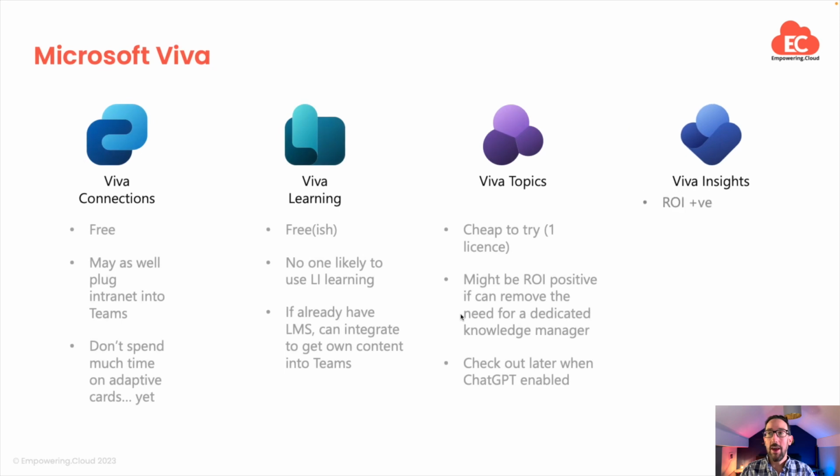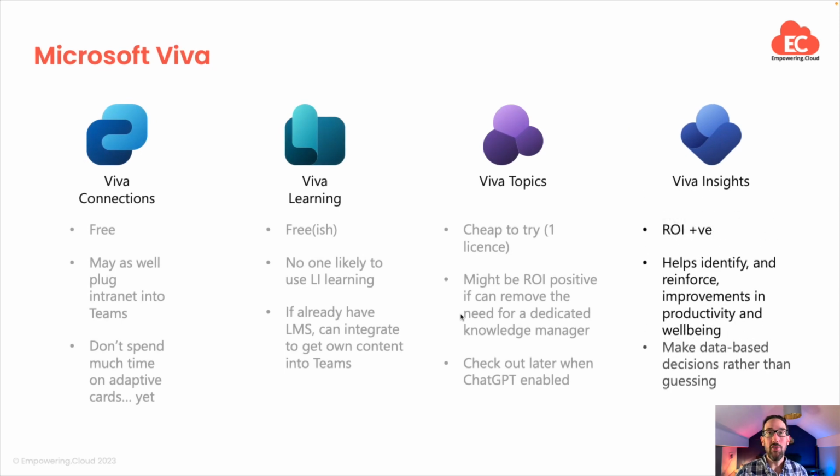Viva Insights, I would say it's the only one in the original Viva apps that is going to be ROI positive, because you can see where waste is being done in an organization and change the culture to cut it out. So one, increasing productivity, and two, increasing well-being, because people hate meetings and emails. So anything you can do to help them get away from that, I would say it's going to be ROI positive. And it helps identify and reinforce improvements in productivity and well-being, and you're making decisions based on data rather than just guessing. So I would say that's the only one that's going to produce an ROI for you.